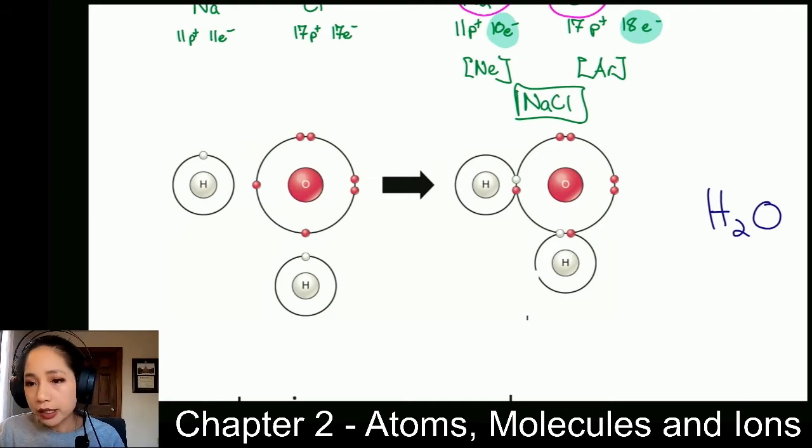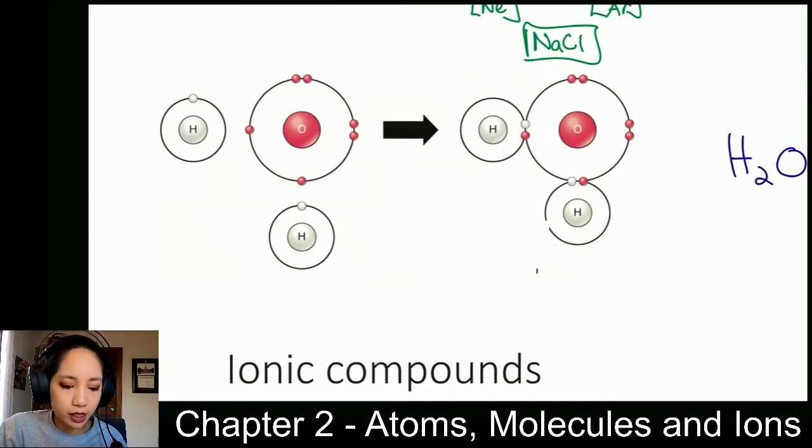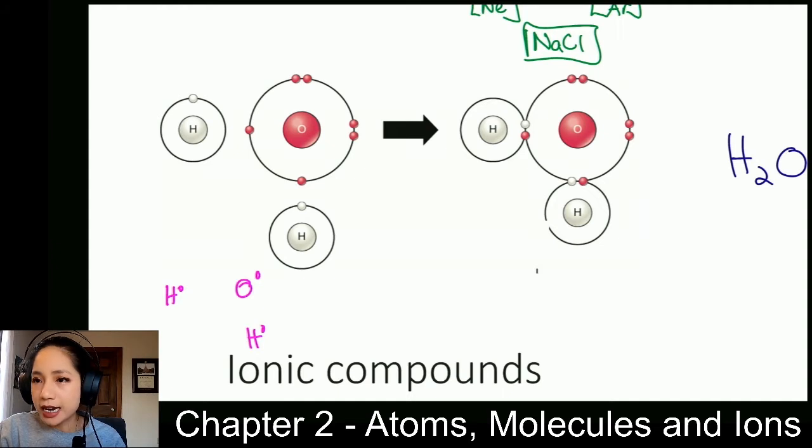So water is composed of 2 hydrogens and an oxygen. I just have all of those neutral atoms here. I have a neutral hydrogen with 1 proton, 1 electron. I have 2 of them. And then I have a neutral oxygen. So all of these are neutral. This oxygen has 8 electrons and 8 protons.